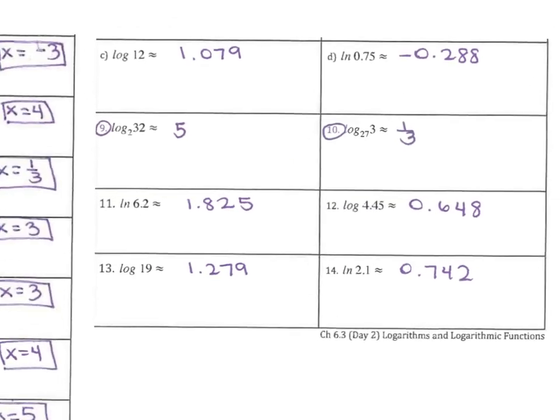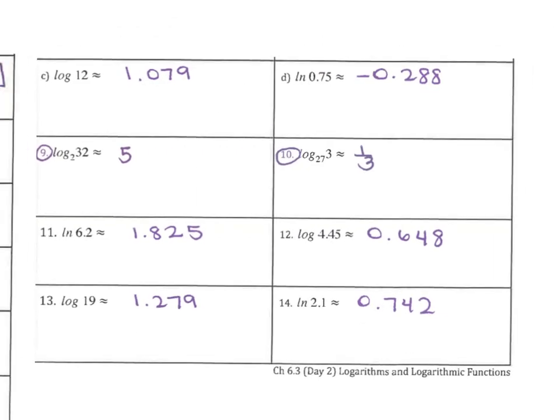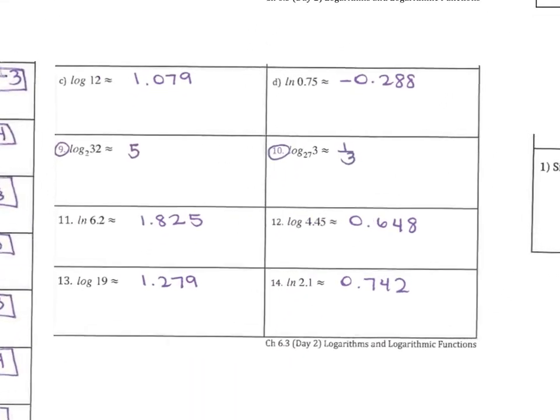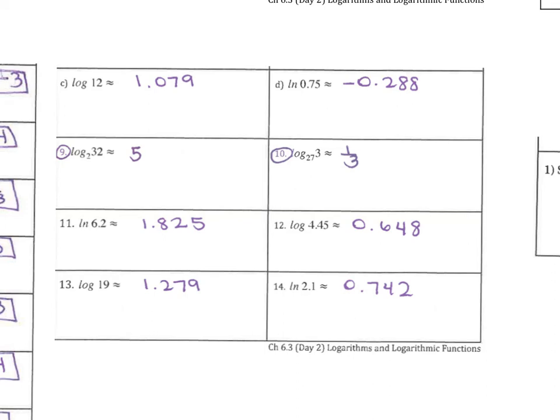All right, if you tried these, for letter B you should have gotten negative 1.204. Below it, log base 10 of 12 is 1.079. And then you get the various answers here. Numbers 9 and 10 you could evaluate without a calculator. Remember to rewrite that: that's 2 to what power equals 32, and this is 27 to what power equals 3. Because this is smaller, we know it's the cube root of 27 equals 3, and the cube root of 27 you can rewrite as 27 to the 1/3. Okay, so I hope this helps you out.